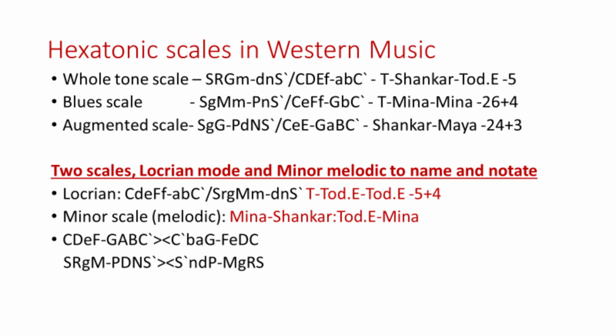The whole tone scale is C, D, E, F sharp, then A flat, B, and C. The alphanumeric notation for this will be capital C, capital D, capital E, small f for the tritone, small a for the minus sixth, small b for the minus seventh, and C with an apostrophe if you want for the octave C. And in Sargam notation, it will be sa, re, ga, mi, dhe, ne, sa.